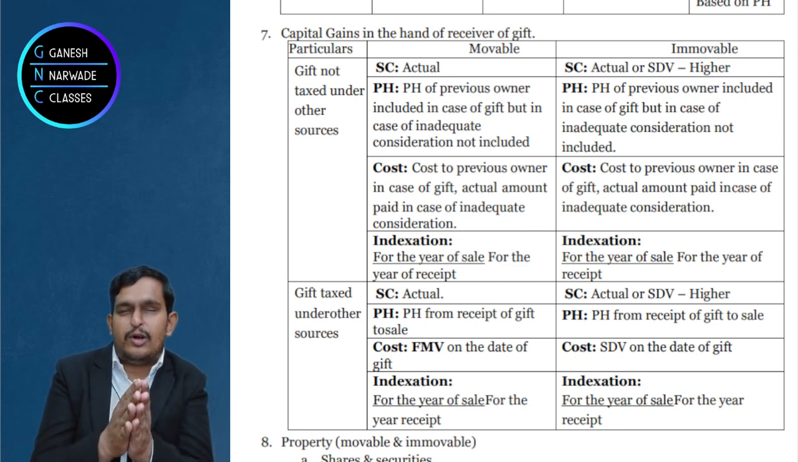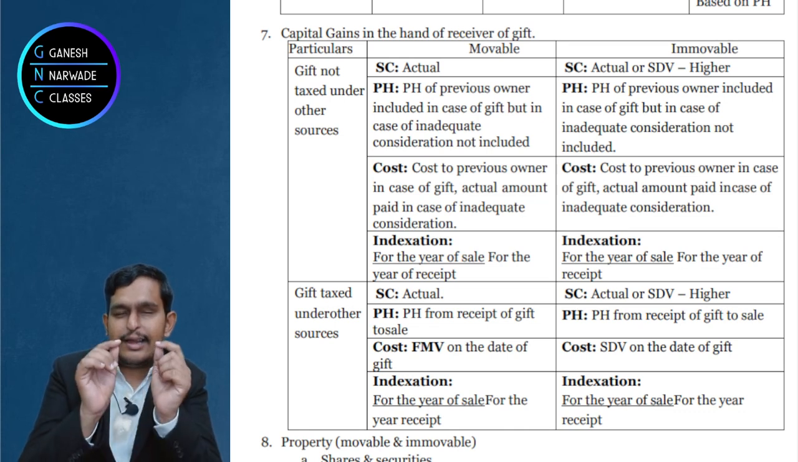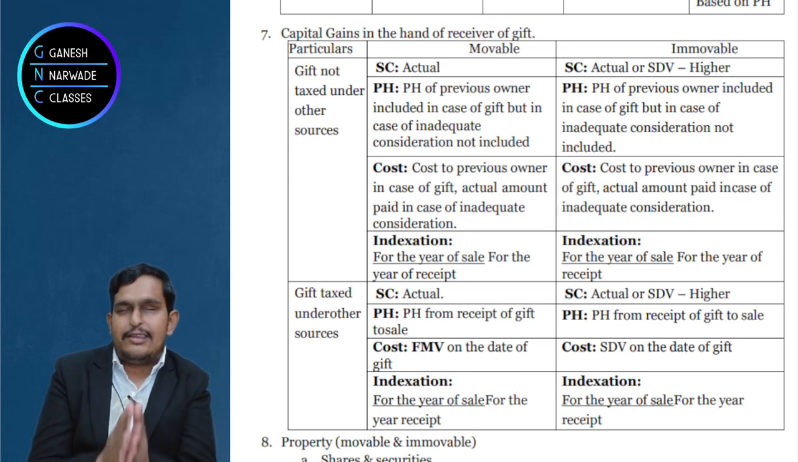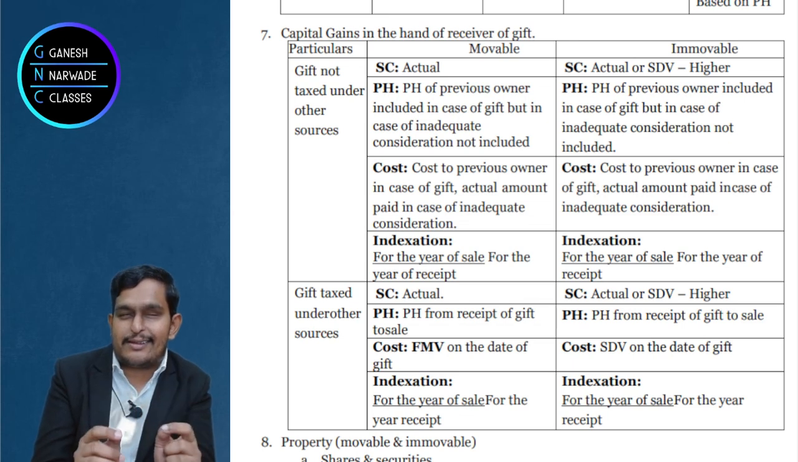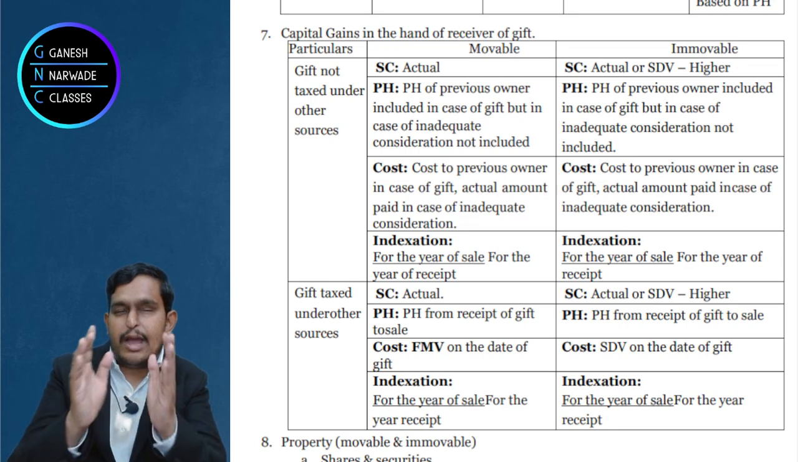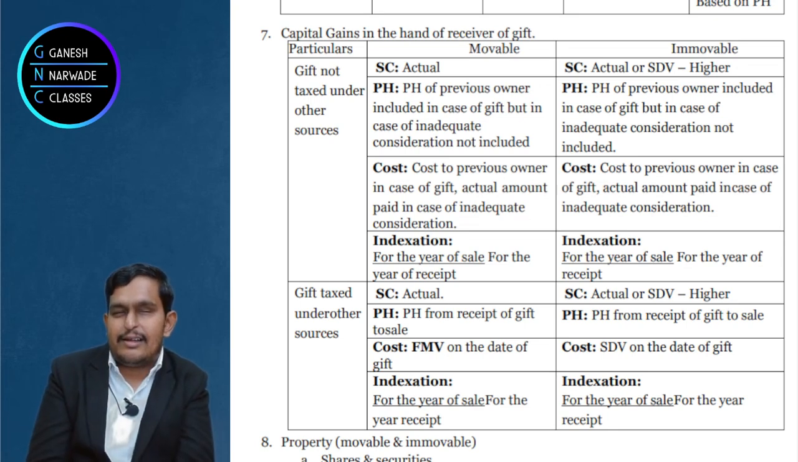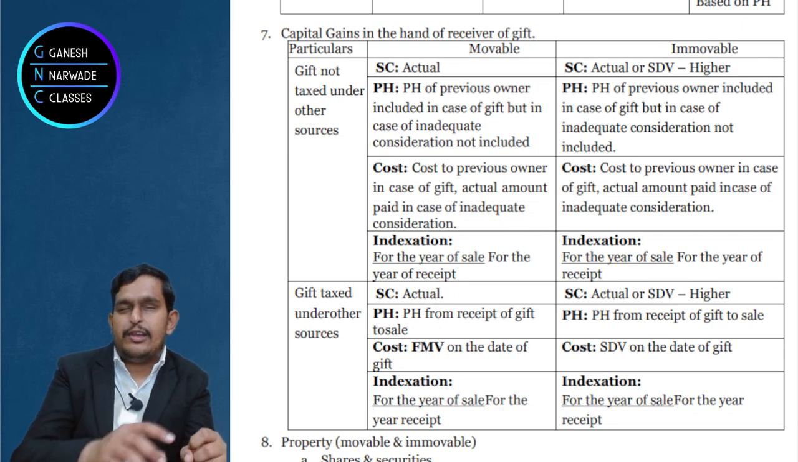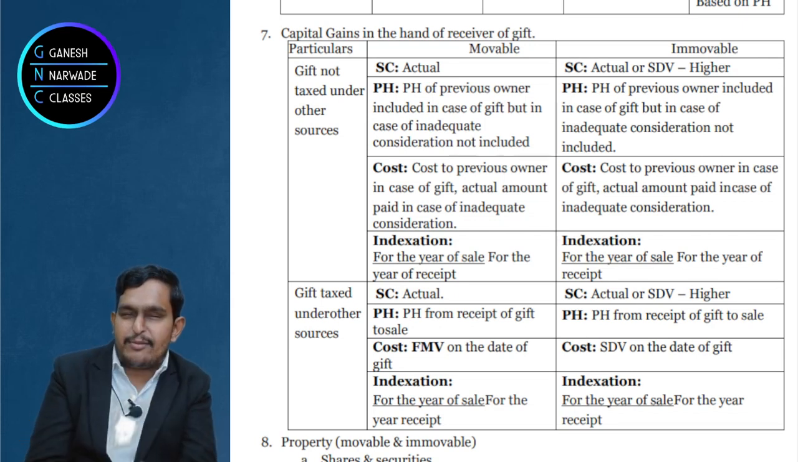What I said, I am talking about the receiver. You are the receiver. Shyam is the receiver. Did you pay tax under other sources? Was the gift taxable under other sources? Yes. Then later on you sold the asset, so capital gain will arise. When you got the gift, you were taxed under other sources. When you sold it, you are taxed under capital gain.